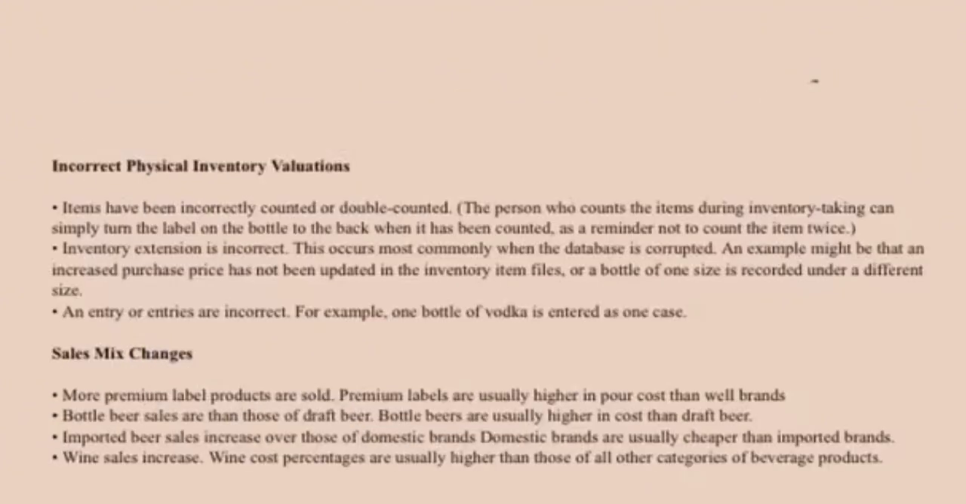The next one is incorrect physical inventory valuations. Here are counting errors during inventory, for example double counting items, and also inaccuracies due to database corruption, such as unupdated purchase prices, and incorrect data entry, for example entering one item as a case.